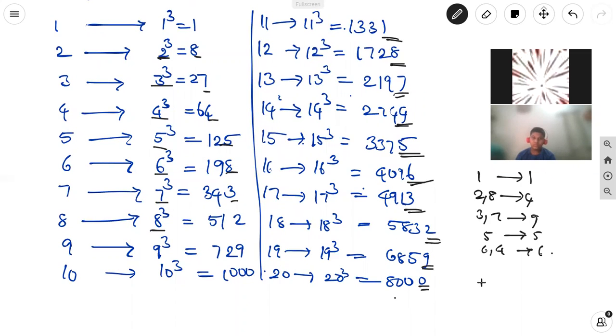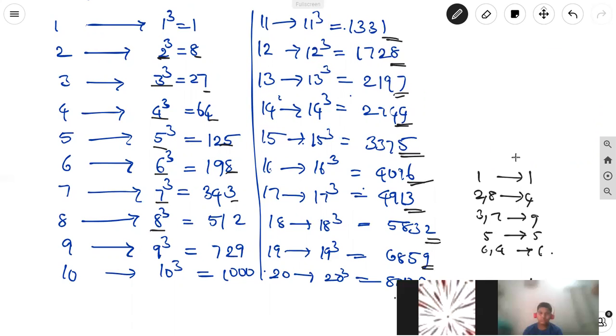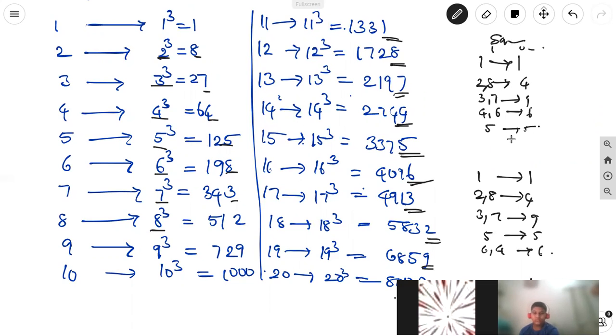in squares, for one square it is 1 in the units place. Units place values we observe. For 2 and 8, 4 will come in the units place. For 3 and 7, 9 will come. For 4 and 6, 6 will come. For 5, 5 comes in the units place. For 0, 0 only.